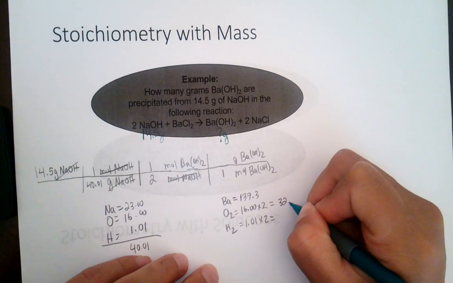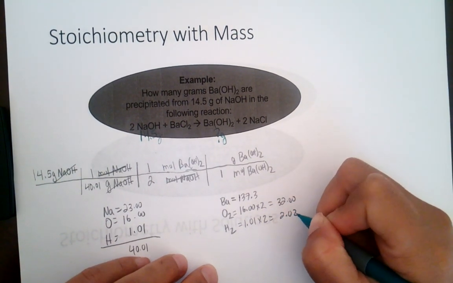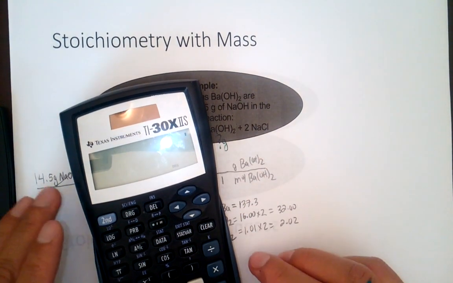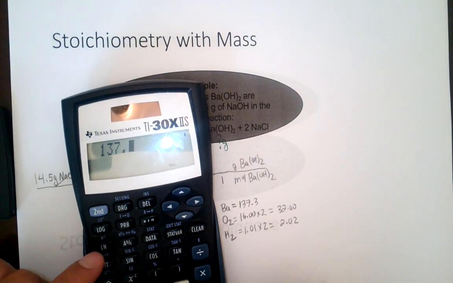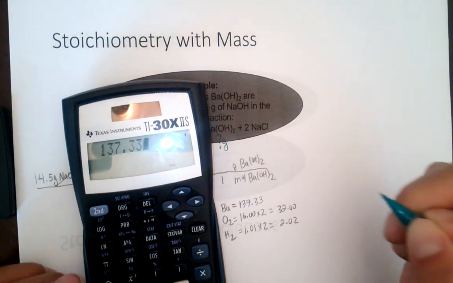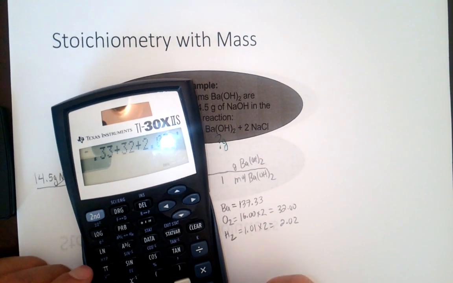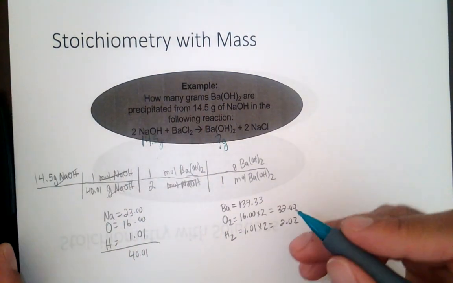So this would be 32, because 16 times 2 is 32. This would be 2.02. And now you can add all this in your calculator. Remember, since we haven't really done anything in our calculator, it doesn't matter if we clear anything. It's 137.33, my bad, I forgot a 3 there, plus 32 plus 2.02. You add this all together, and you get 171.35.